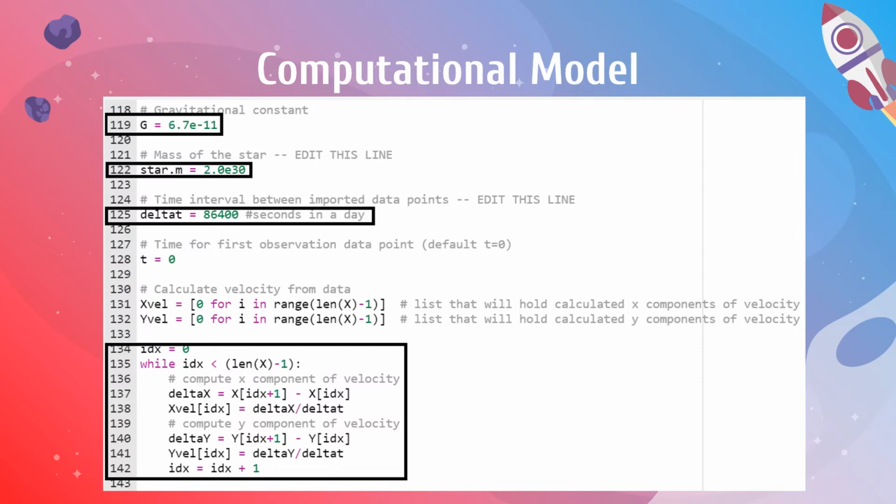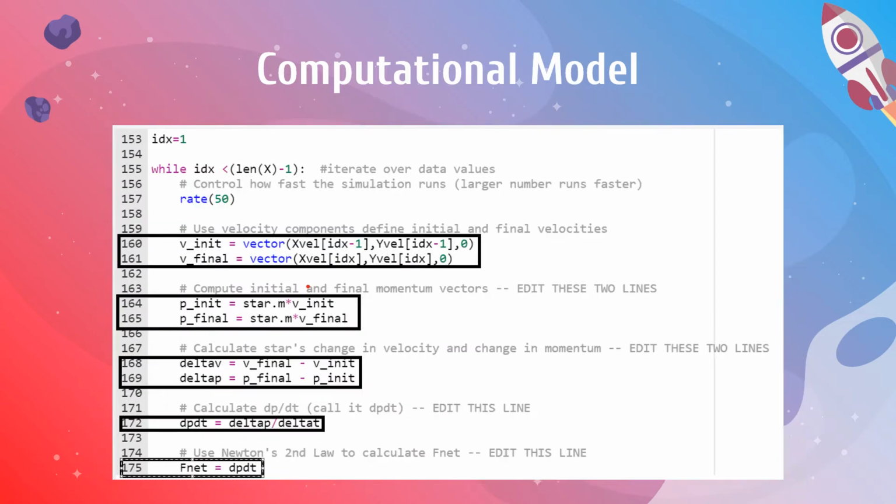This first while loop calculates the velocity of the star as it orbits around the black hole. In this portion of the code, the second while loop will calculate the net force acting upon the star and estimate the mass of the black hole. These lines of code define initial and final velocities of the star. Then, the initial momentum and final momentum are calculated by finding the product of the star's mass with the corresponding velocities. The change in the star's velocity and momentum are then calculated by subtracting their respective initial values from the final values.